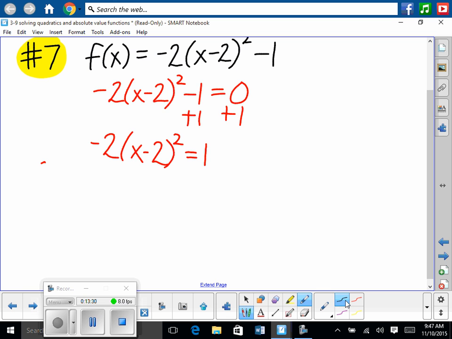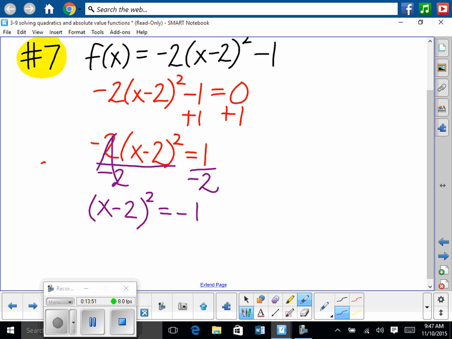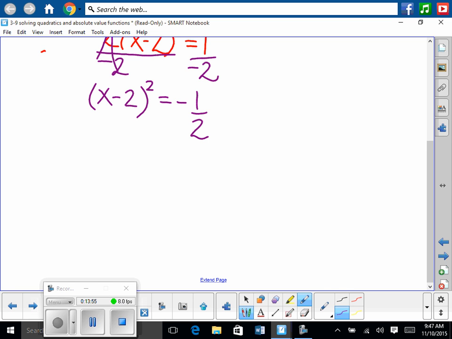Alright, so then from there, how will we get x alone next step? Divide by what? Good. Divide both sides by negative 2. Very good. So then look, that cancels out, leaving us with x minus 2 squared, which is equal to, now that negative can just come out in front, negative 1/2. Is everybody okay with that? No questions. So then from there, what are we going to do?